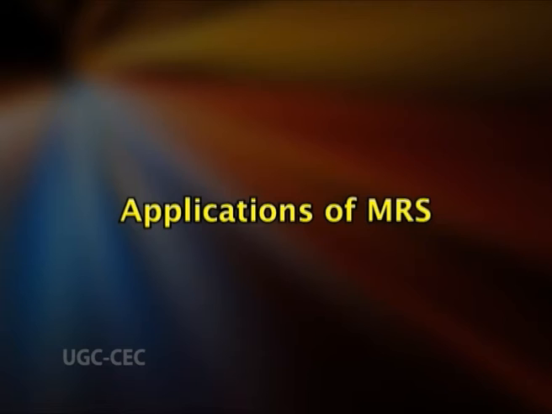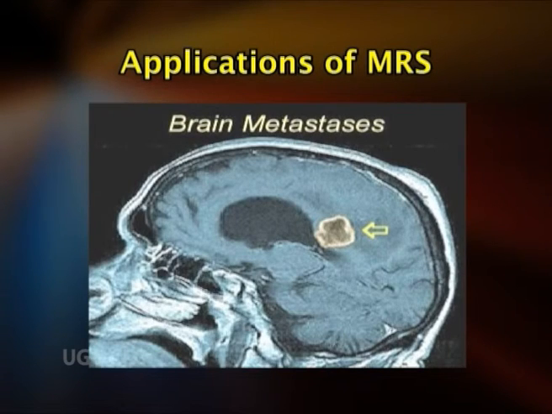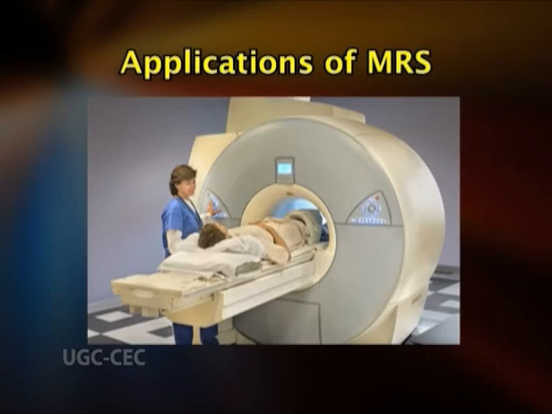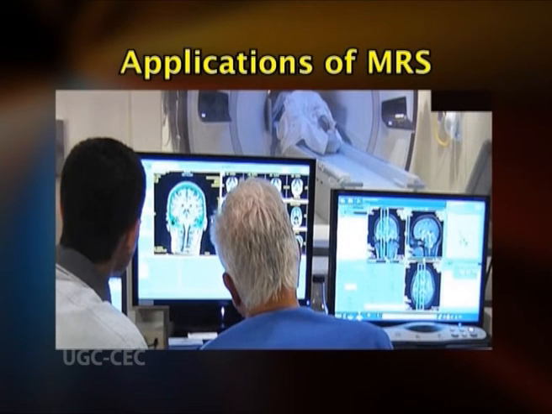Some applications of MRS are: to distinguish neoplastic from non-neoplastic masses, or to distinguish primary from metastatic masses, to distinguish tumor recurrence versus radiation necrosis, prognostication of disease, marking a region for stereotactic biopsy, monitoring response to treatment, or it can be used as a research tool.